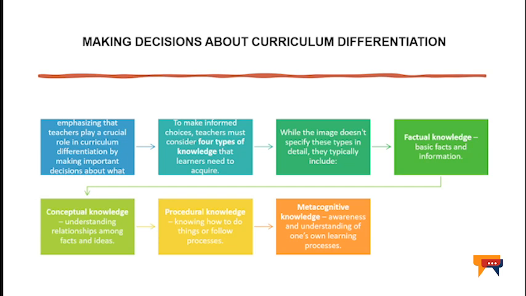Secondly, conceptual knowledge, where understanding relationships among facts and ideas are of paramount importance. And procedural knowledge, whereby knowing how to do things or follow processes are of great importance. And lastly, metacognitive knowledge, where awareness and understanding of one's own learning processes are of great importance.